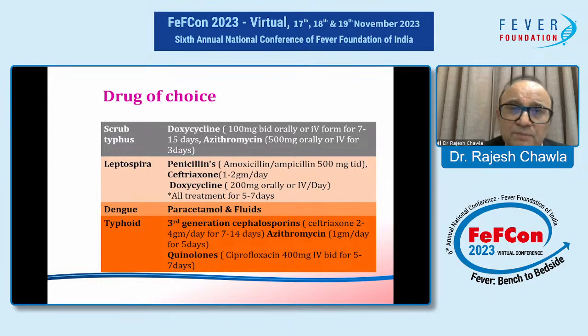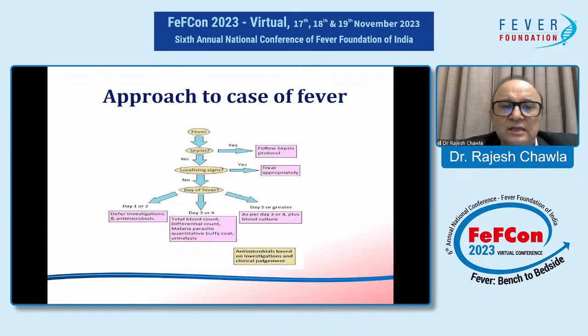And there is a study published from India where they found that when doxycycline was given along with azithromycin in severe patients, there was decreased mortality and decreased hospital stay. Leptospira, again, ceftriaxone, and you can give it along with doxycycline. Dengue, of course, the treatment is resuscitative, and paracetamol. And typhoid, third generation cephalosporin, azithromycin, and quinolones are given for these patients.